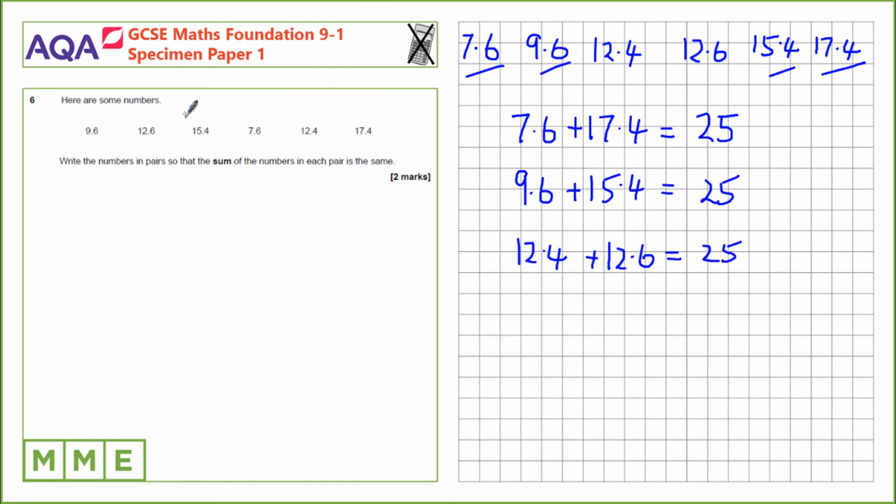So our pairs are such: we have 7.6 and 17.4. We have 9.6 and 15.4. And finally, we have 12.6 and 12.4.